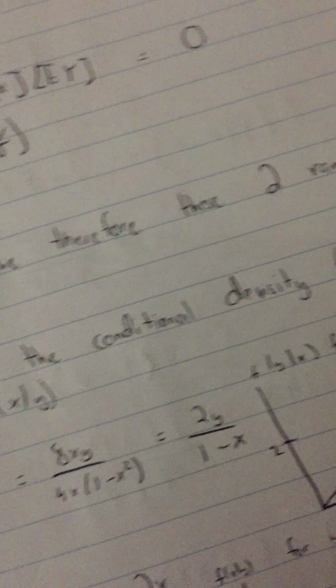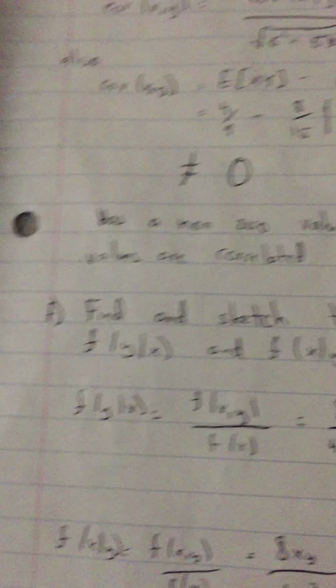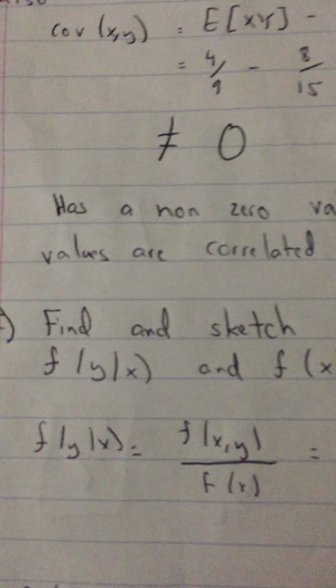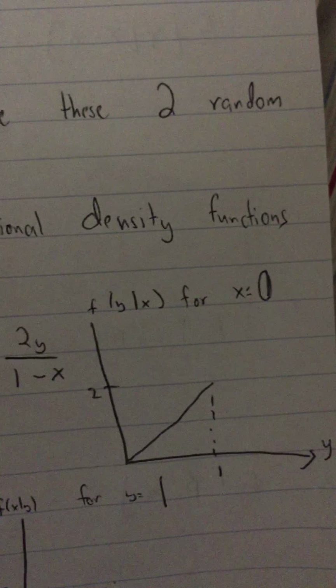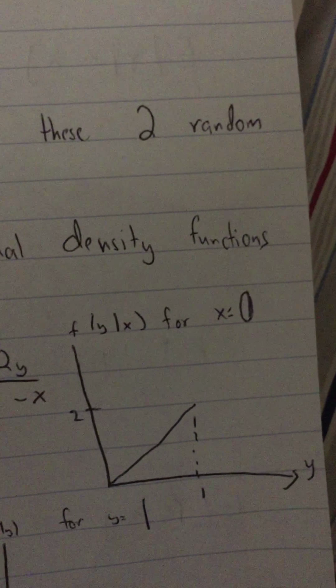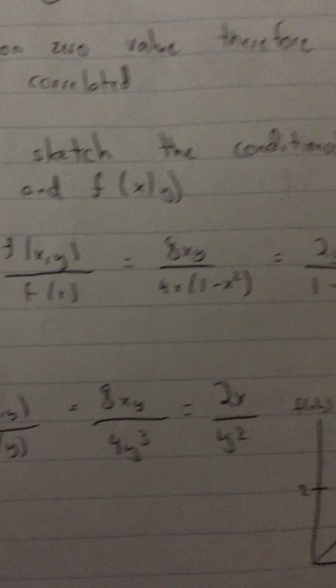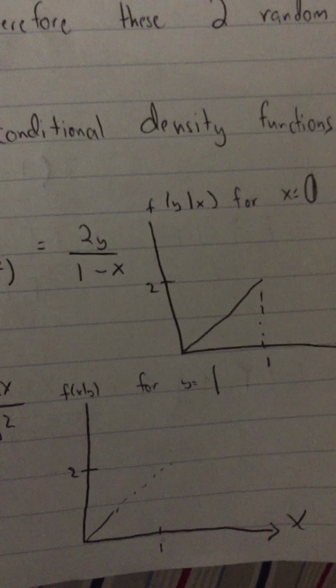So they are correlated. For part F, you have to find and sketch the conditional density functions f of Y given X and f of X given Y. For f of Y given X, we just use f of x, y over f of x, just plug them in, and that equals 2y over 1 minus x squared, and this is what the graph would look like for x equals 0. For f of X given Y, the denominator is f of y, so we're using 4y cubed in the denominator. It equals 2x over y squared, and this is what it will look like for y equals 1.